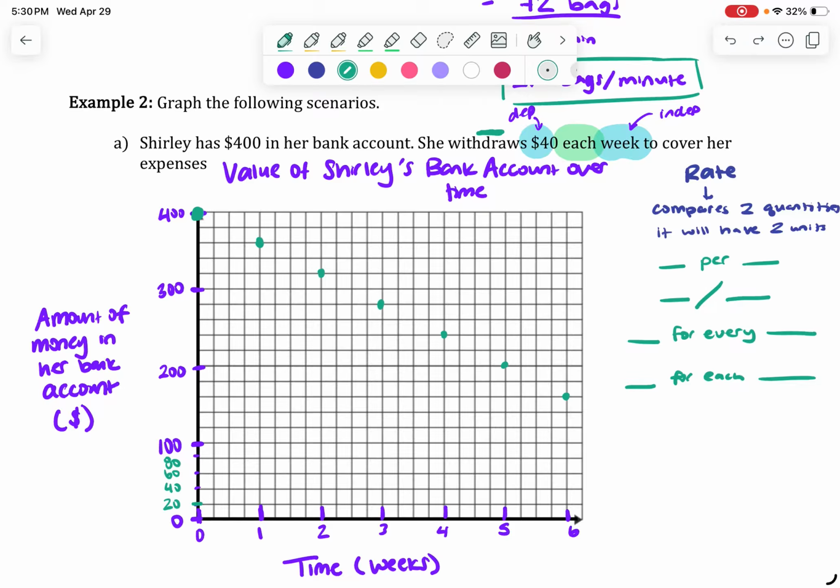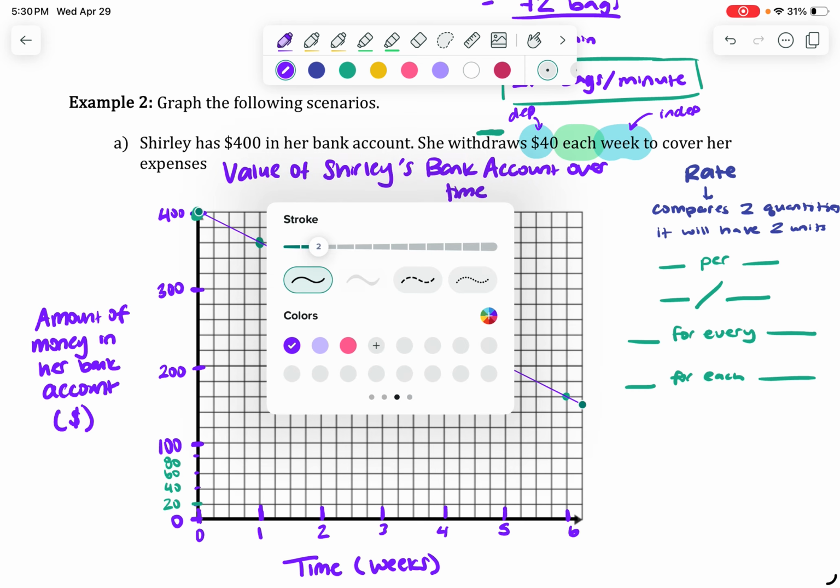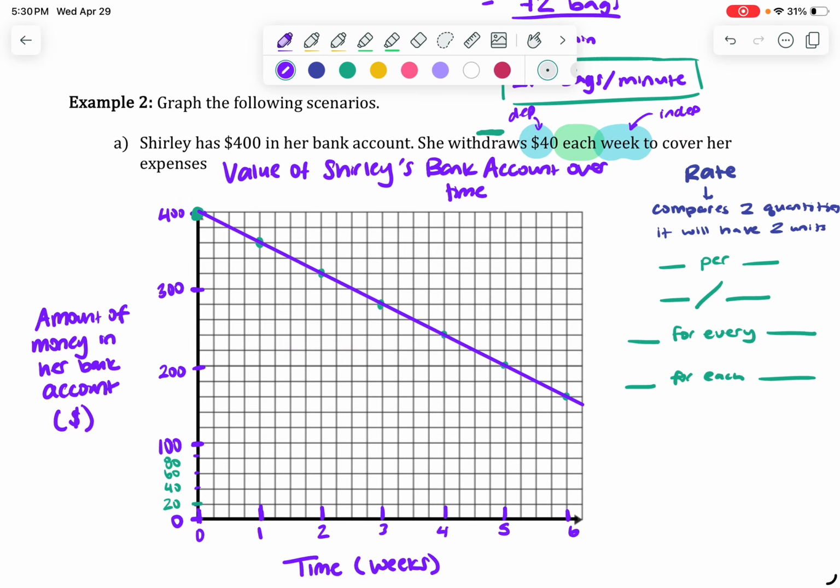Okay. Once I've plotted those points, I can connect the dots here. Now, when I connect the dots, I want to use a ruler. If you do not have a ruler, please borrow a ruler. And when I'm connecting those dots on the right-hand side, because there's still withdrawals that could happen after 6 weeks, she's not out of money yet, I am going to draw an arrow to imply that my trend would continue after what I have drawn.